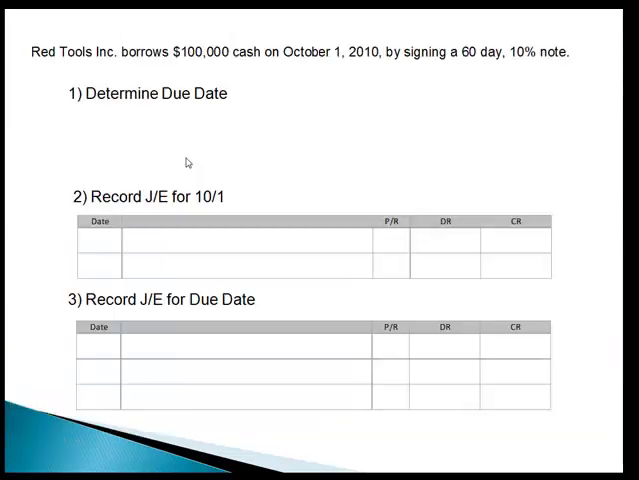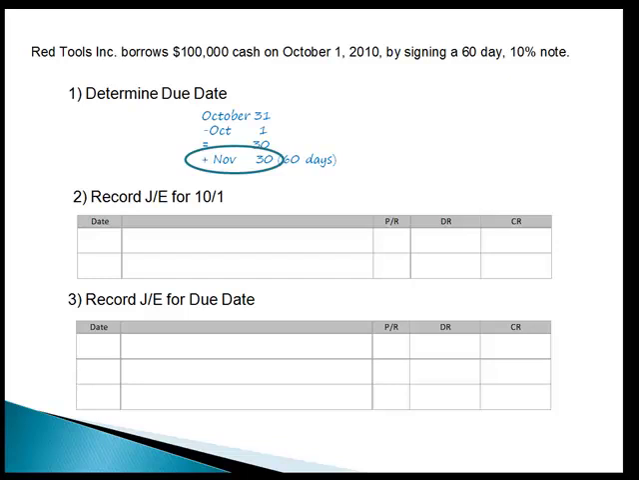So let's take Red Tools Inc. borrows $100,000 cash on October 1st by signing a 60-day 10% note. So first, let's determine the due date. And this is the same as we learned in Chapter 7. So we start with October 31st, the month that we sign the note. Then we take off the day that we sign it. So that means that there's 30 days left in October. And we're trying to get up to 60 days. So the next month is November. And we only need 30 days, but that happens to be the month in anyhow. So November 30th would be our due date.